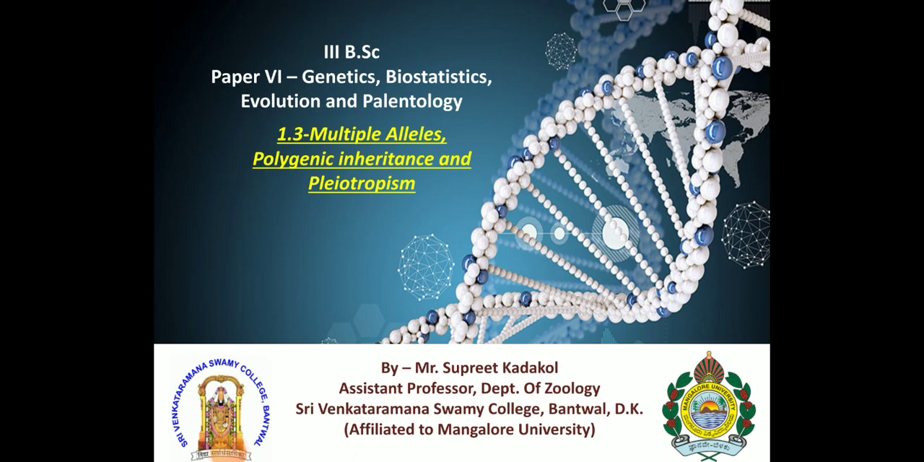Hello everyone. In this session, we will be discussing multiple alleles, polygenic inheritance and pleiotropism, which is the third subunit of the first unit, genetics, of Paper 6: Genetics, Biostatistics, Evolution and Paleontology.